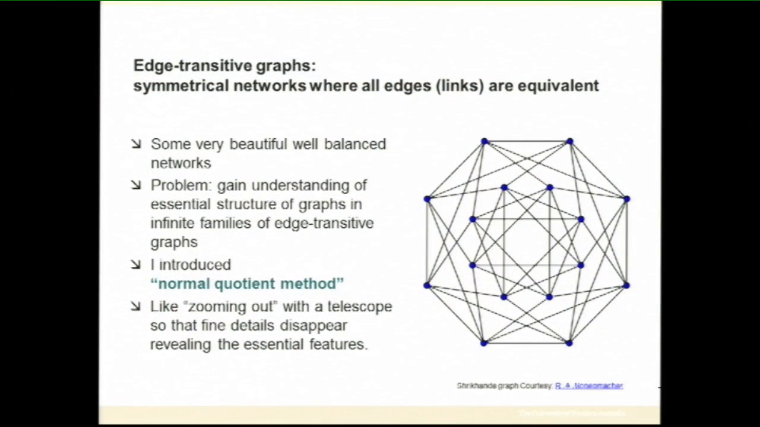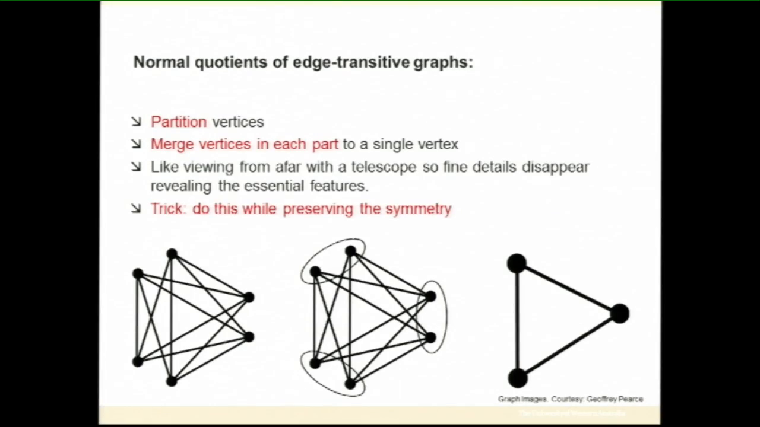The next one. I'd like to talk about edge-transitive graphs. These are networks where all of the edges, that's the links, are equivalent under symmetries of the graphs. There's some very beautiful ones, and I've shown here one, the Shrikhande graph. They're very beautiful, well-balanced networks. But the problem is to gain an understanding of the essential structure of graphs in various important infinite families of these edge-transitive graphs. I introduced a special quotienting method called normal quotienting, and I'd like to tell you what I mean by quotienting a graph.